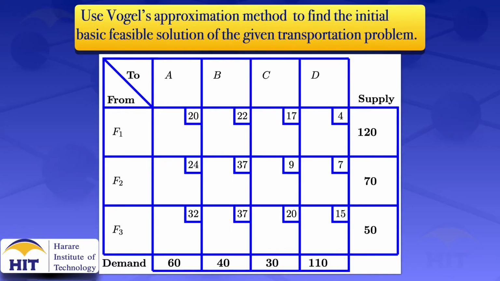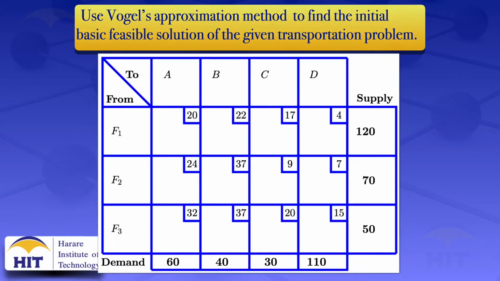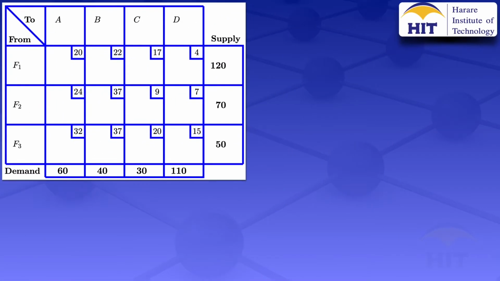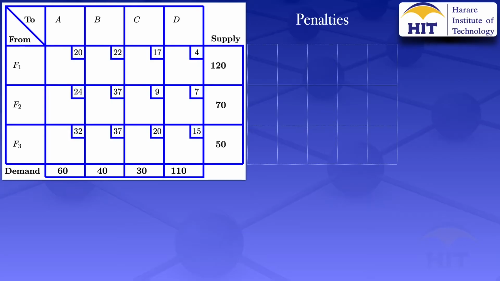In this tutorial, I'm going to use the Vogel's approximation method to find the initial basic feasible solution of the transportation problem that has 4 destinations A, B, C, D, and 3 sources F1, F2, and F3. So given that problem, to find the initial basic feasible solution using the Vogel's approximation method, we have to calculate the penalties for the rows and then go on and calculate the penalties for the columns.